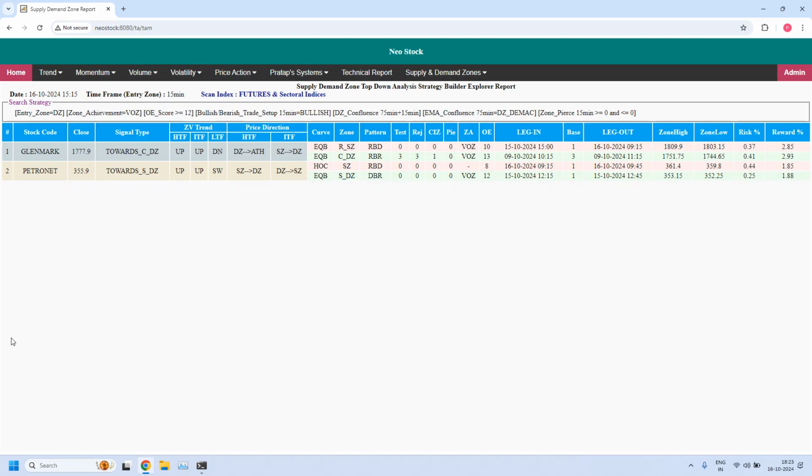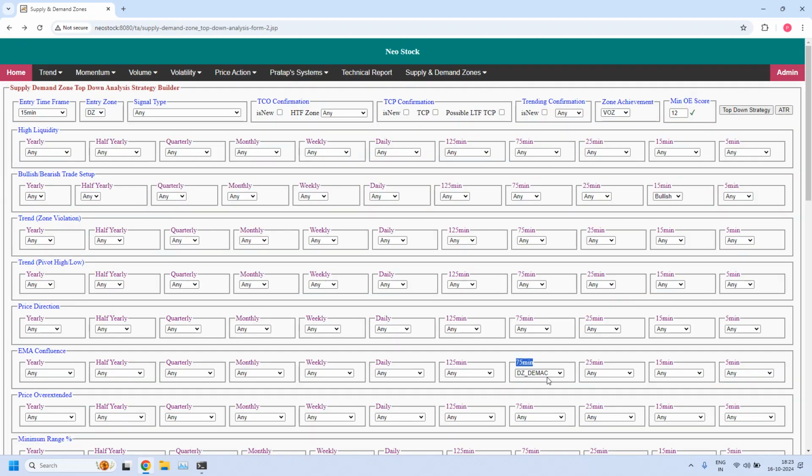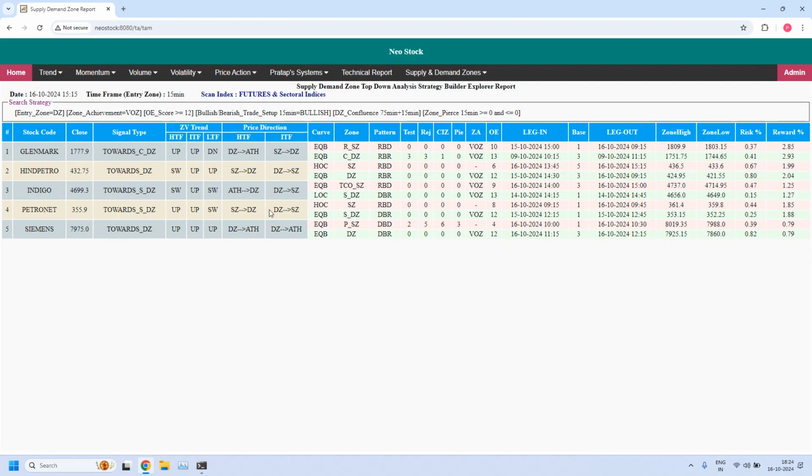So these two demand zones are having daily EMA confluence. They are high probability setups. Okay, now within these, next filter is LTF, ITF, HTF. These two are high probability setups. Next, let us identify. First, I am removing the EMA filter. Without EMA earlier we got 5 stocks, right?